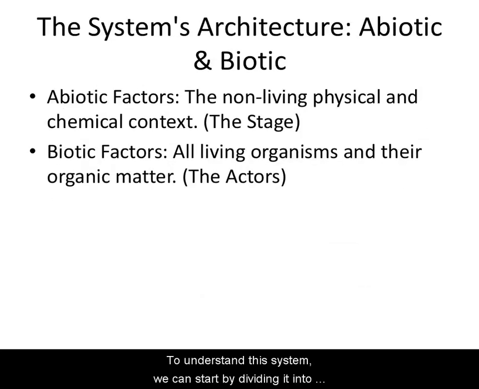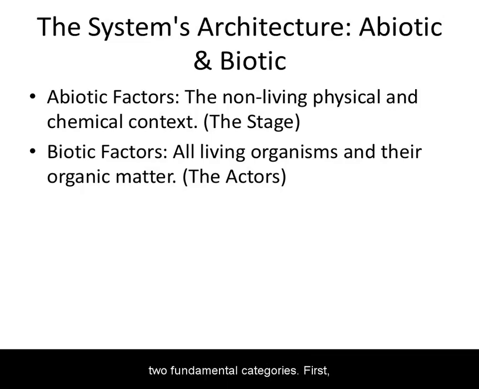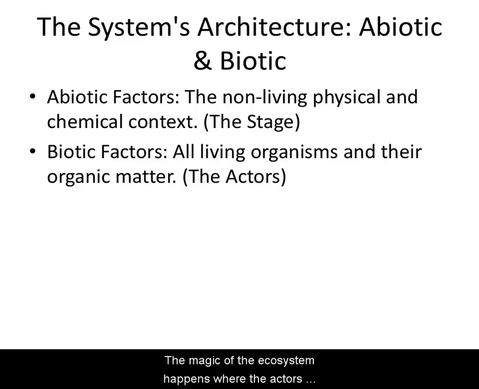To understand this system, we can start by dividing it into two fundamental categories. First, we have the abiotic factors. This is the non-living context, the physical and chemical elements. You can think of this as the stage, the setting where everything happens. Then we have the biotic factors. These are all the living organisms, from the smallest microbe to the largest bear. These are the actors on the stage. The magic of the ecosystem happens where the actors and the stage interact.